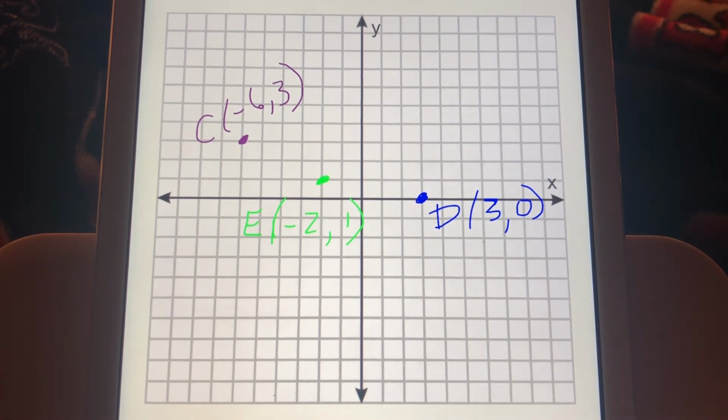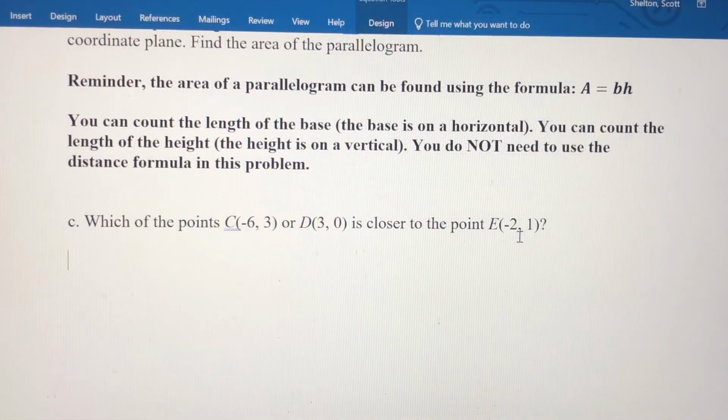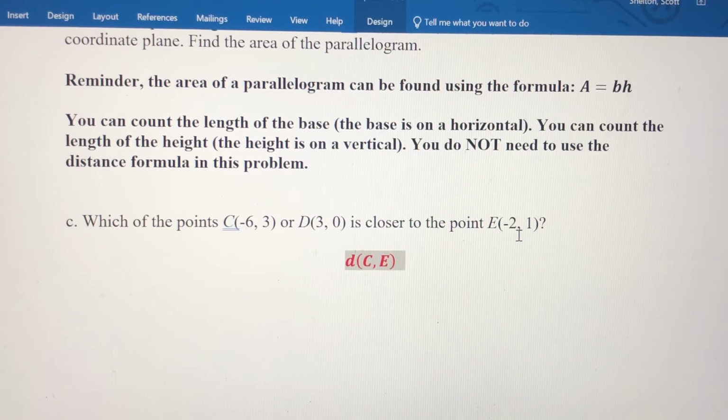If I connect those, I've got the line CE, and I've got the line from D to E. Again, these look really close. I can't tell which one's closer, so I'm going to have to do the distance formula and work out the steps to determine which is actually closer to E. So let's go back to the document. Let's break down the steps here. I'm going to do C to E first.